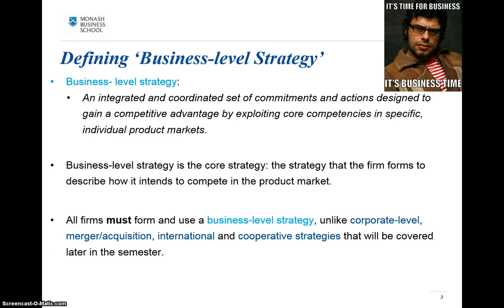As you can see here, it's the strategy that the firm forms to describe how you as a company intend to compete in whatever industry it is that you have identified. As you see down the bottom, every firm will have this type of strategy, unlike things like corporate level, international and cooperative strategies, which we'll cover in varying degrees of detail later in the semester. But every firm has a business level strategy. As the next slide will show, it's all about how you as a firm are aiming to position yourselves within that particular market, and in particular relative to your competitors.